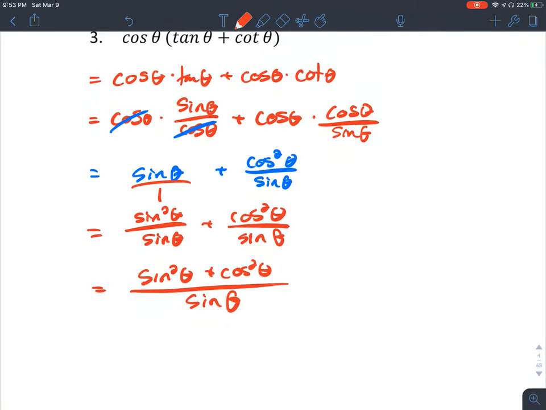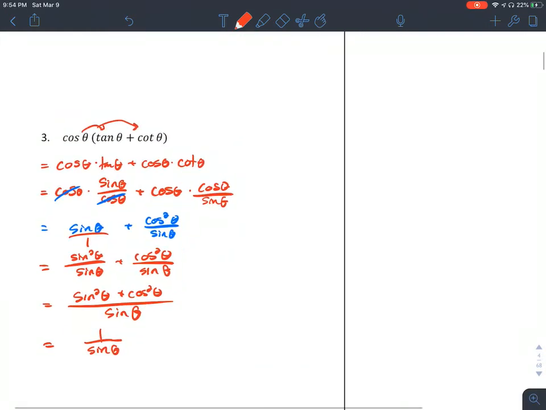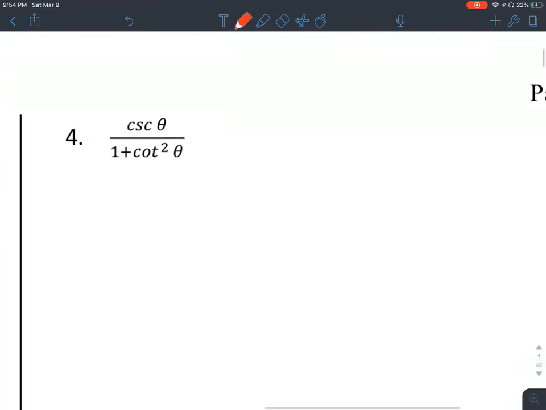Now, what do you think we could do now? Look at the first Pythagorean identity. Sine squared of theta plus cosine squared of theta is equal to 1. Now, if the direction said simplify completely, and that was the entire directions, we would not be finished. So we can make this equal to cosecant of theta. But the directions say your answer should be in terms of sine and cosine and completely simplified. So using sine and cosine, this is as simple as we can make it, 1 over sine. Done.